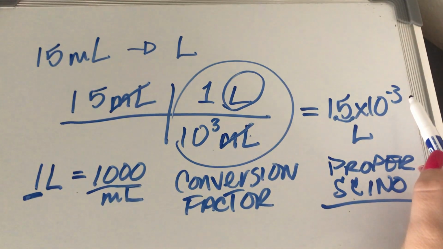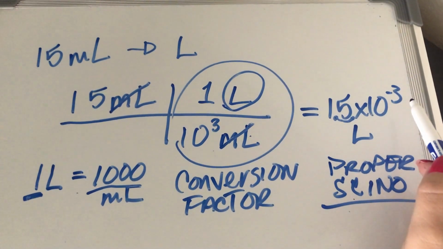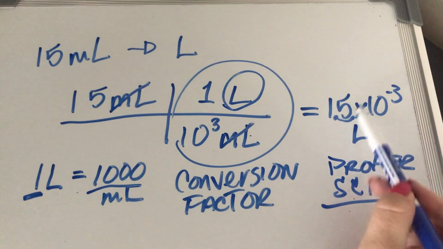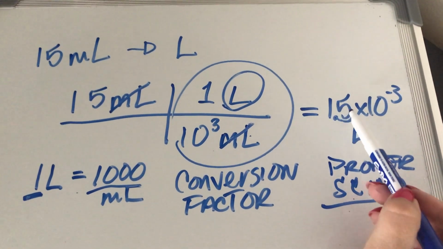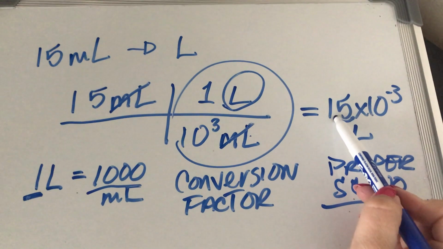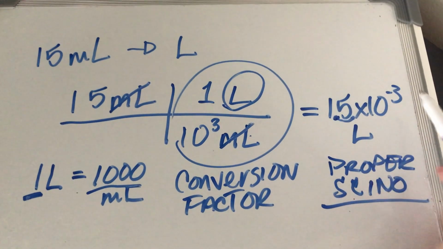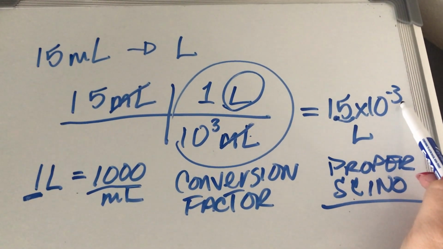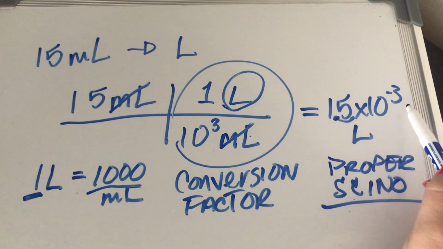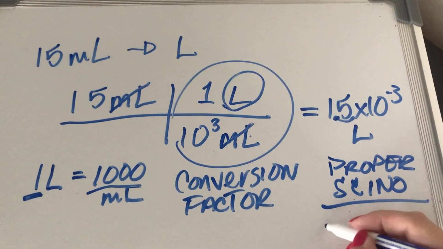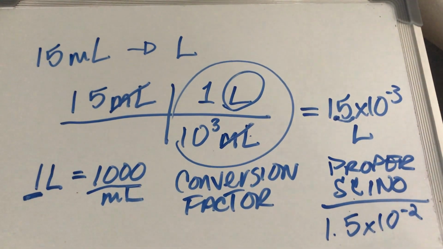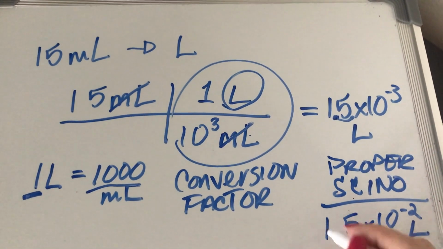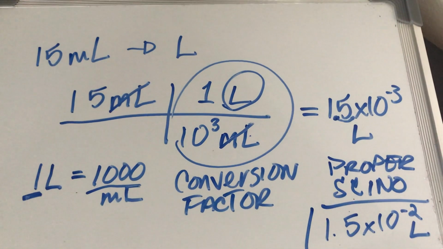-2, right? So think about it. 15 is a bigger number, right? So if we want to move the decimal place over once here, then this exponent is going to get smaller, right? It's going to become -2. 1.5 times 10 to the -2 liters.